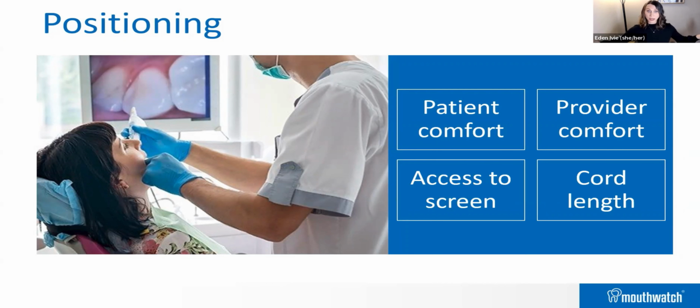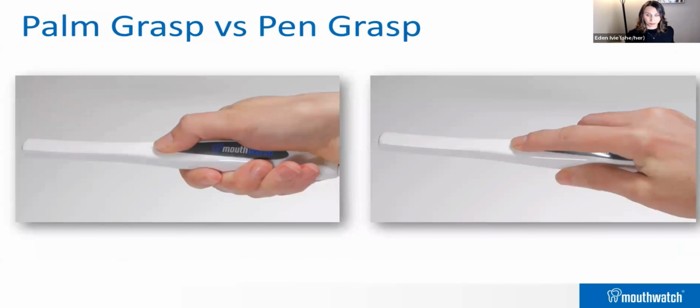There are USB extension cords. If your cord is too short and you feel restricted, you can add that extension that will give you the length that you need so that you can move comfortably around your patient. You can play around with different grasps here. You might be using a palm grasp, you might use a pen grasp, you might use a combination.